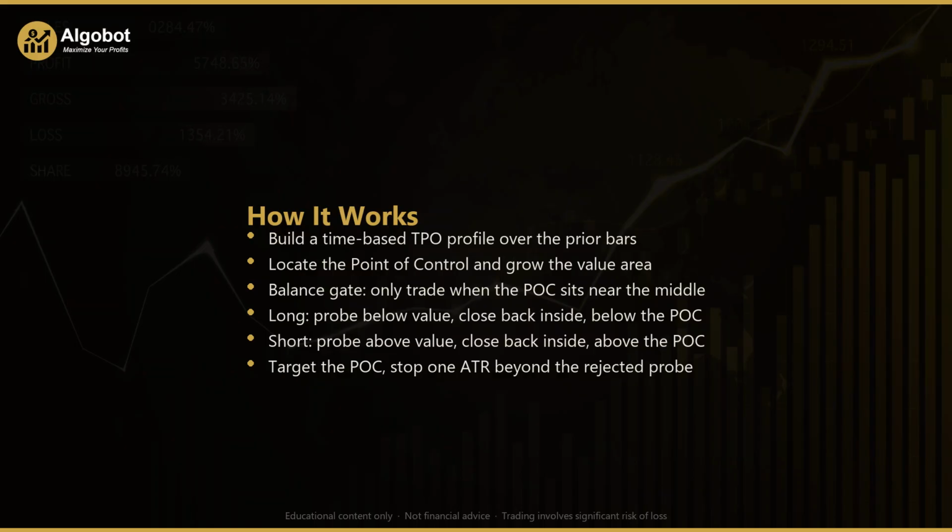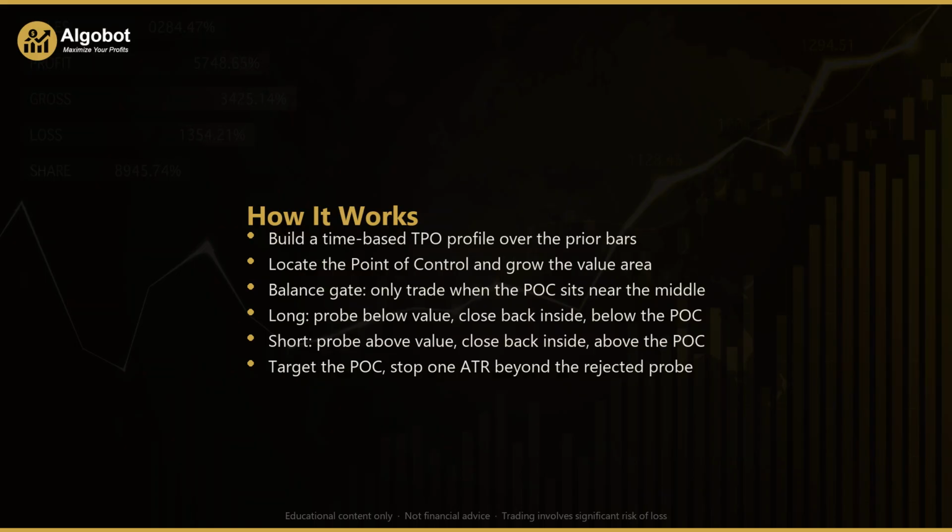Next comes the balance gate. The EA measures where the point of control sits within the window. If it lies too close to the top or the bottom, the market is considered trending, with value pinned to one extreme, and the strategy stands aside. It only proceeds when the point of control sits near the middle, signaling a balanced, rotational environment where reversion to value tends to be more meaningful.